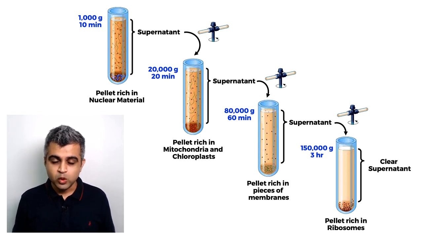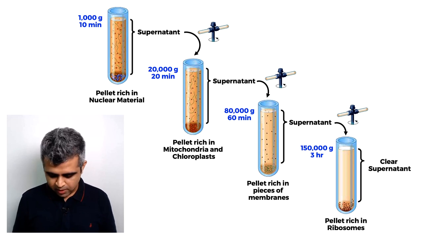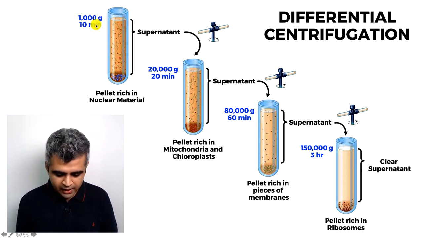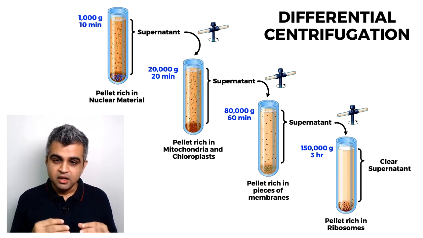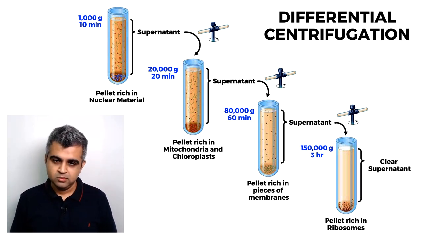So this, dear students, is how you separate out the various components of the cell. This is called cell fractionation. The first step is homogenization, and the second step is called centrifugation or differential centrifugation. I think it should be clear from the diagram why it is called differential centrifugation, because you are doing the centrifugation at different g values and for different durations of time. I hope this entire process of cell fractionation is extremely clear to you.